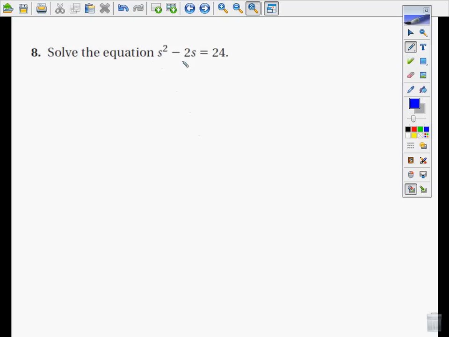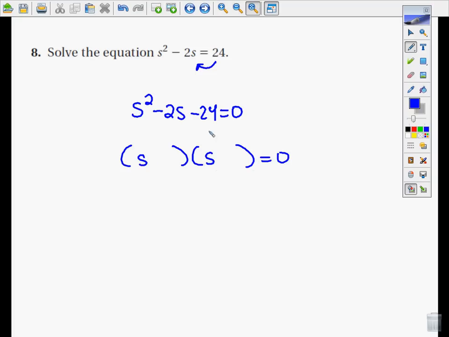Let's try another one. The first thing I want to do again is subtract the 24. So s squared minus 2s minus 24 equals 0. Now I'll go ahead and factor the polynomial, s and s. I want to think of factors of 24 that will somehow combine and give me a 2. In this case, I want a negative 2.